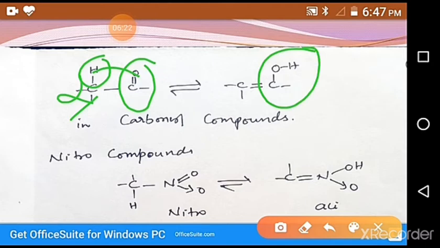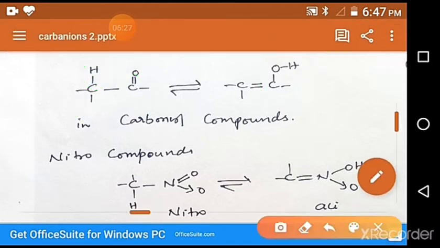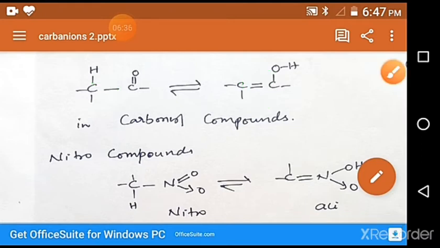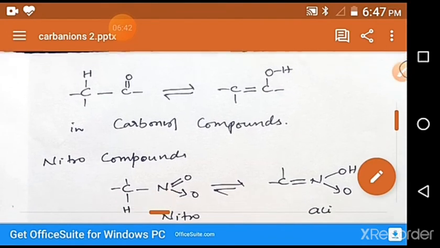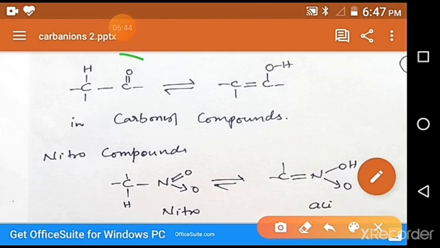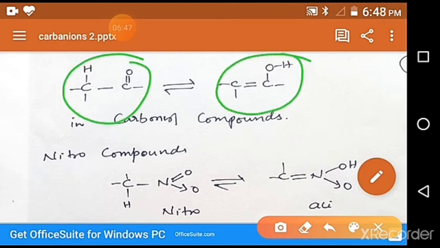At the same time, this bond is shifted from here to here. So that's why in carbonyl compounds it is called keto-enol tautomerism. This is called the keto form. This is the enol form. So there is an equilibrium between these two. That's why it is called keto-enol tautomerism.